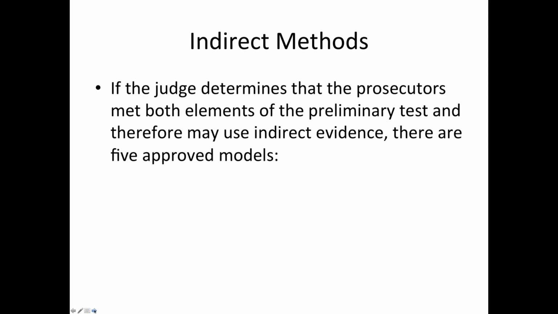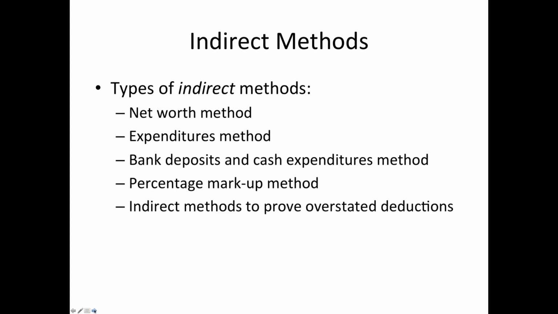If the judge determines that the prosecutors met both elements of this test and that the government may use indirect evidence, there are 5 approved models. And these are known as the types of indirect methods. The first is the net worth method. The second is the expenditures method. The third is bank deposits and cash expenditures method. The fourth is percentage markup method. And the fifth is indirect methods to prove overstated deductions.